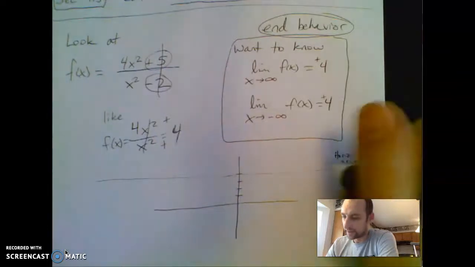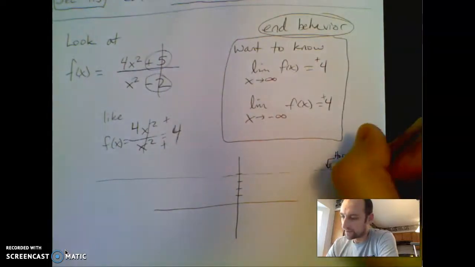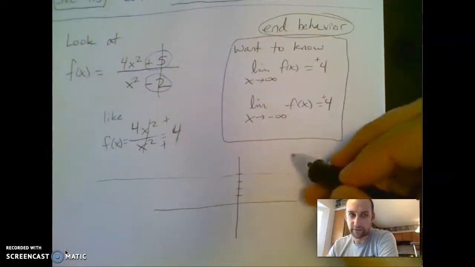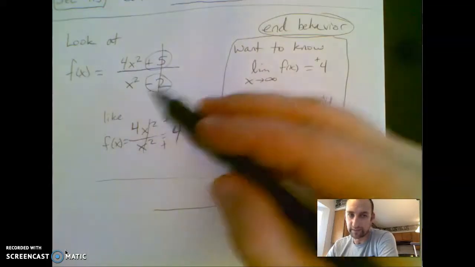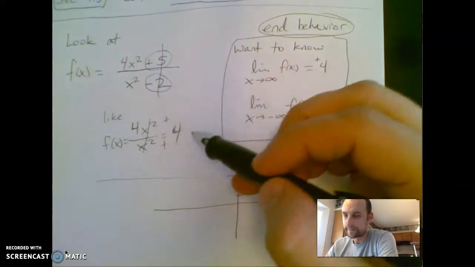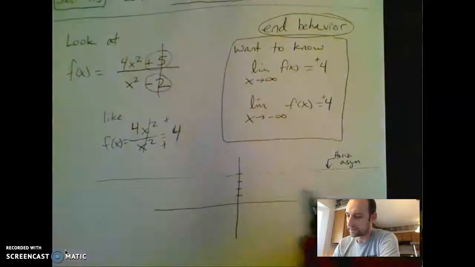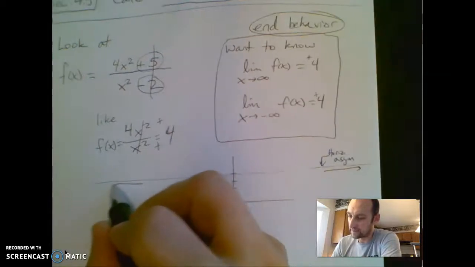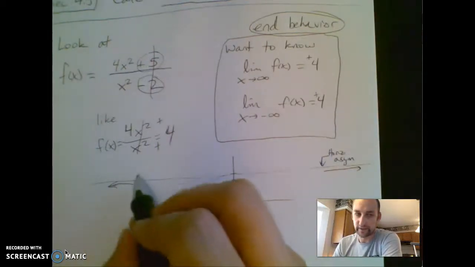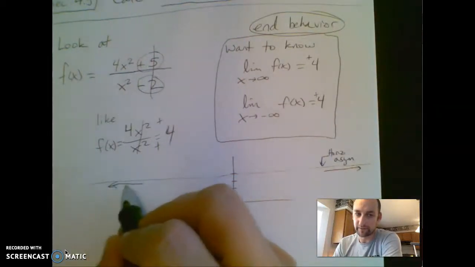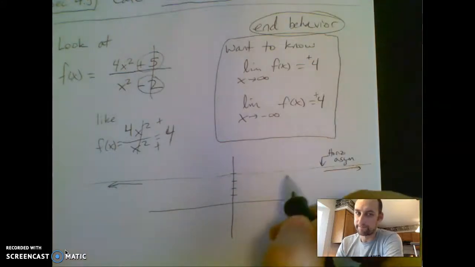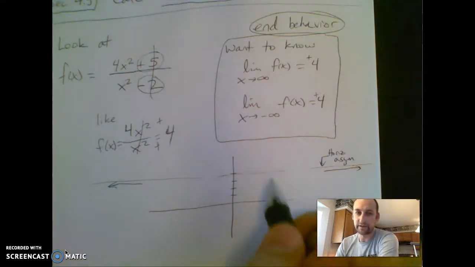However, what's weird about these is your graph can cross them, and it probably will. Like this graph is going to have maxes and mins and inflection points and stuff, but as you get way out to the right, you know that it's going to get closer and closer to that. As it gets way to the left, it's going to get closer and closer. Now, I don't know if it's coming from above or from below. We do have a way to figure that out, but not for now.